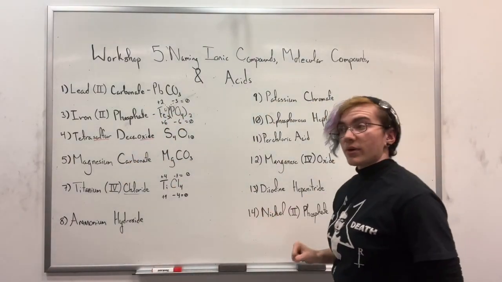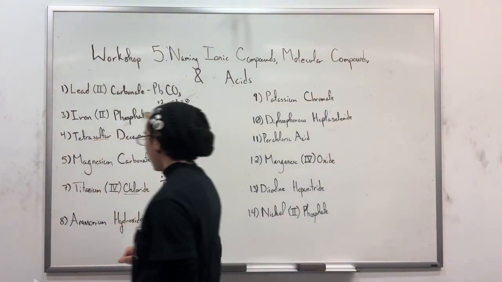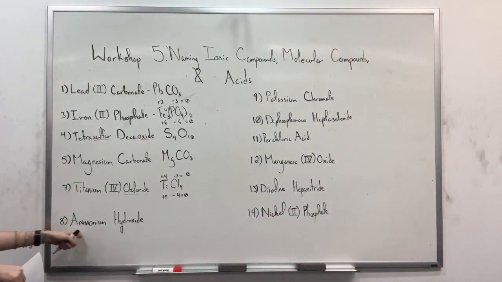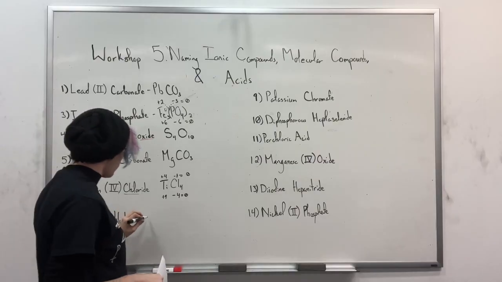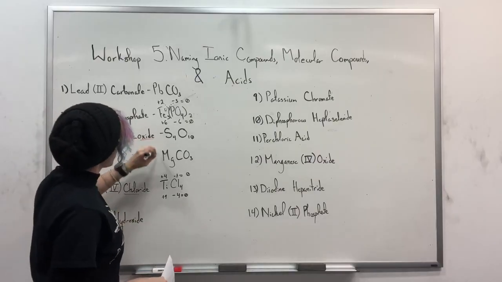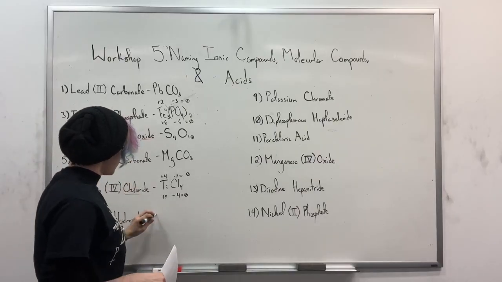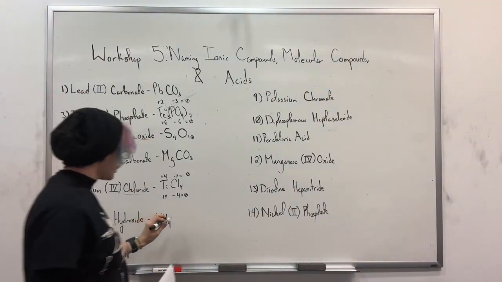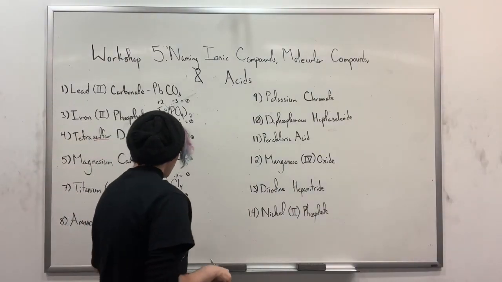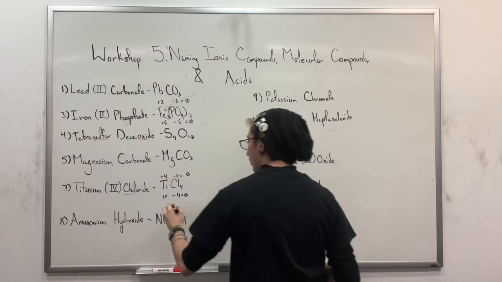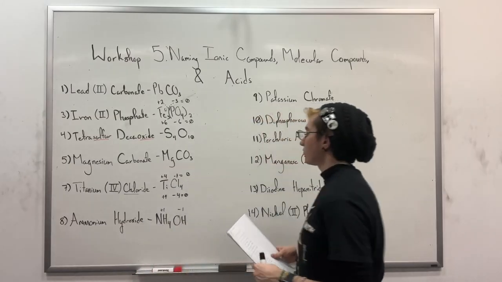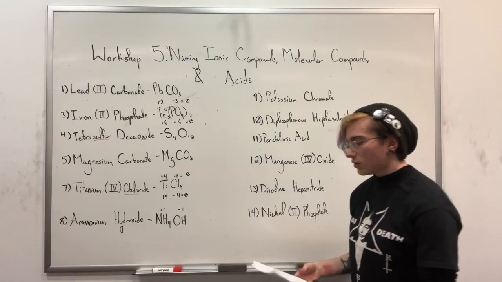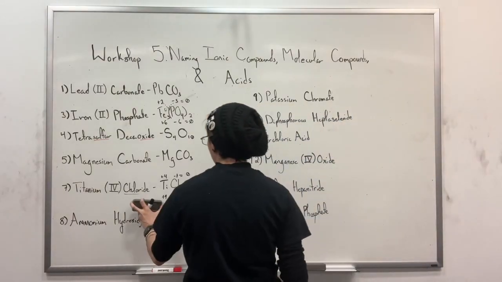Number 8, ammonium hydroxide. These are both polyatomic ions, and so knowing the structure for both of these, ammonium is NH4. Where are my dashes? There. Ammonium is NH4. Hydroxide is OH. Knowing the charge of both of them, ammonium has a +1 charge, hydroxide has a -1 charge. Both of them are already balanced, and so it's NH4OH.